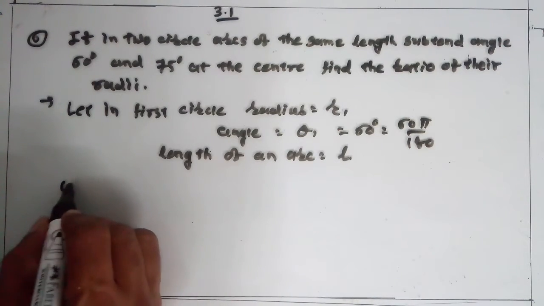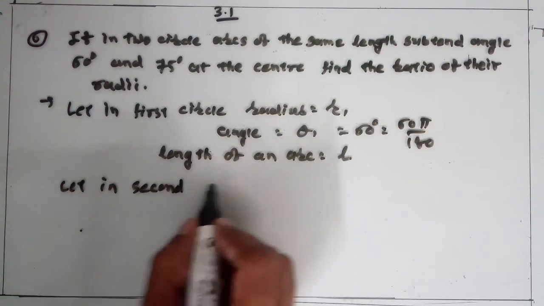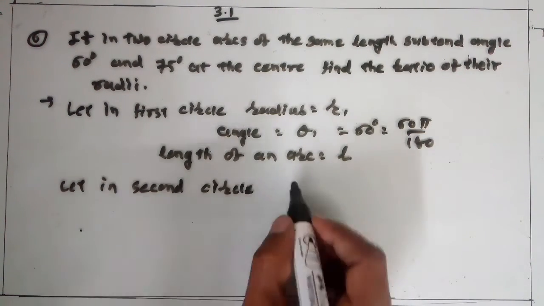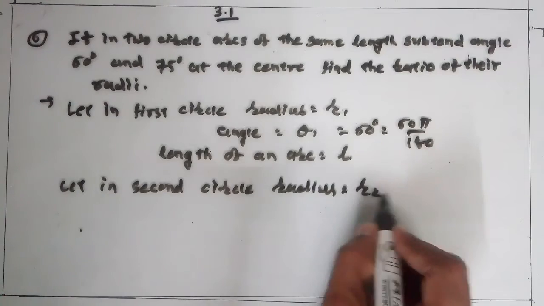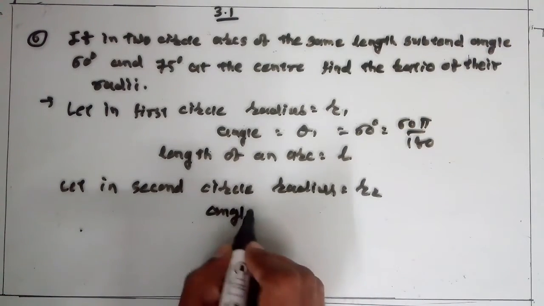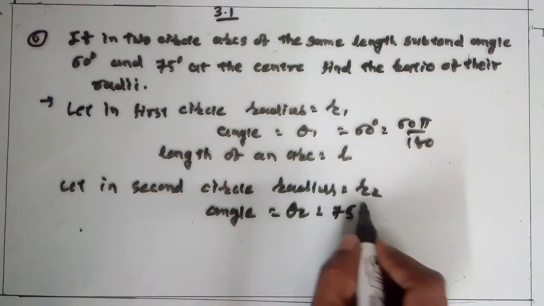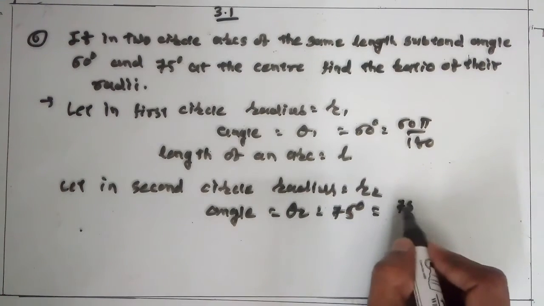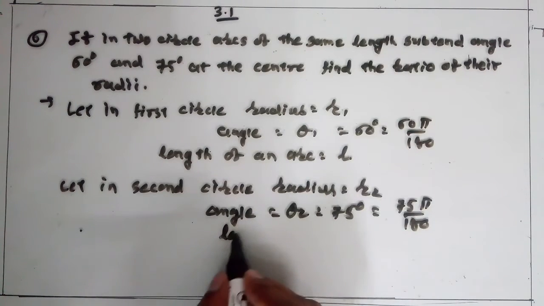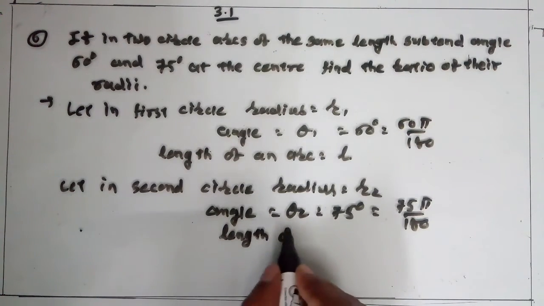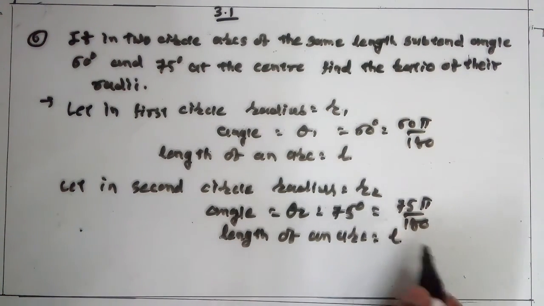Similarly, in the second circle, suppose the radius is equal to R2, the angle subtended by this arc is theta 2, which is already given as 75 degree, equal to 75 pi upon 180, and the length of the arc is equal to say L.